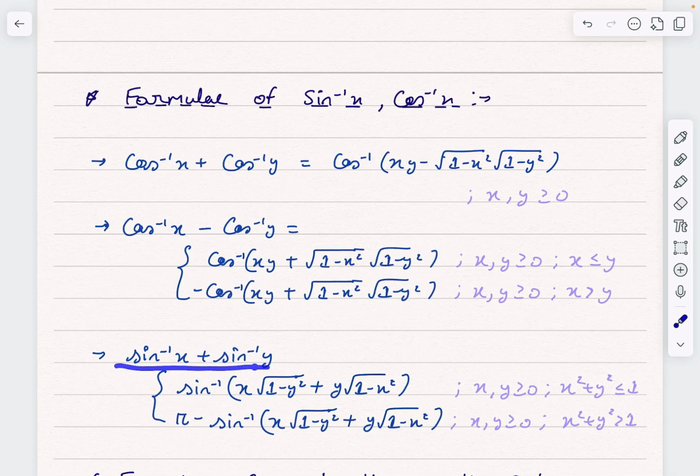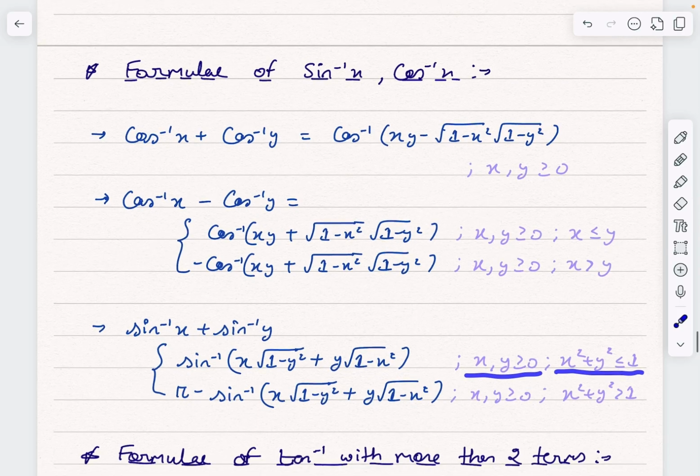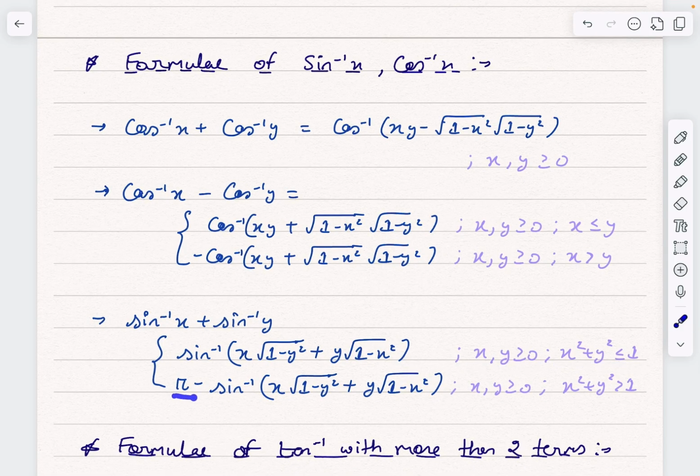Sin inverse x plus sin inverse y will be sin inverse of x root (1 minus y square) plus y root (1 minus x square) when x and y are positive and x square plus y square is less than or equal to 1. And it will be pi minus sin inverse of x root (1 minus y square) plus y root (1 minus x square) when x and y are greater than or equal to 0 and x square plus y square is more than 1. Like I told you, no need to mug it up.